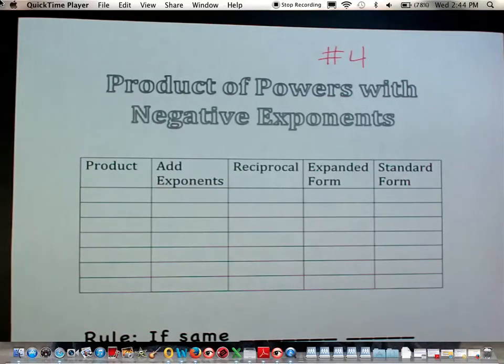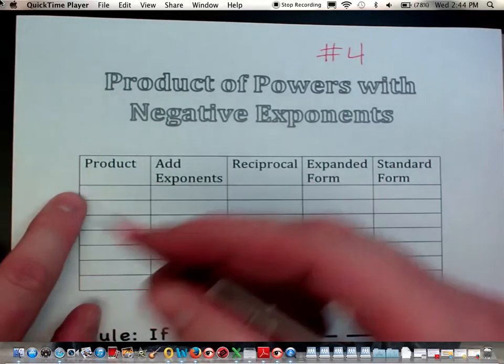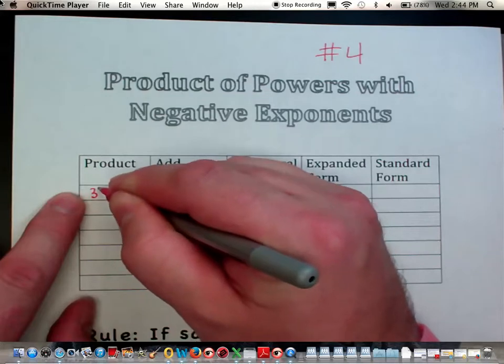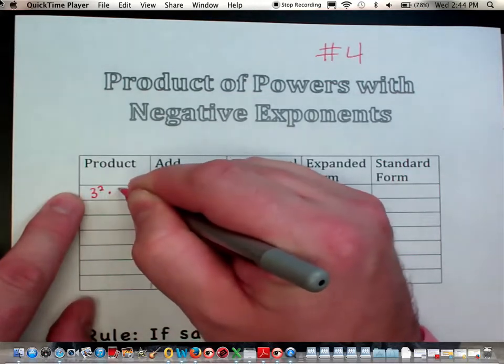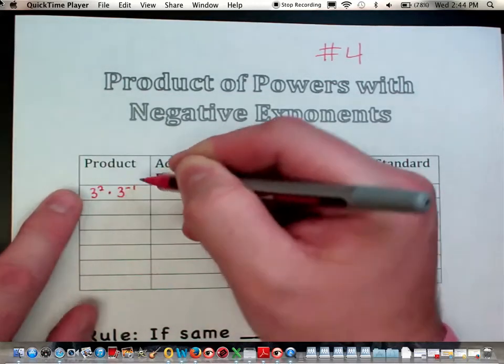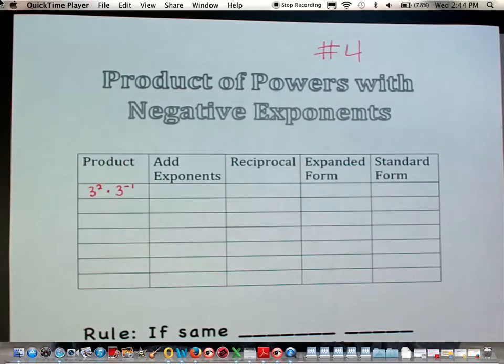Okay, so if I give you the example, we're going to look at our product. Let's do one that looks like this. 3 squared times 3 to the negative 1 power. Okay, so I'm going to take 3 squared and I'm going to multiply it by 3 to the negative 1 power.